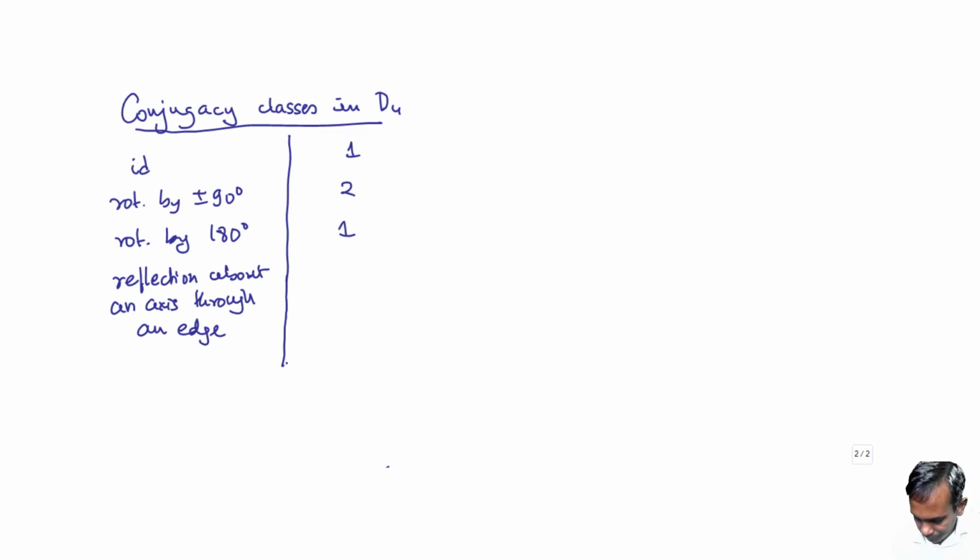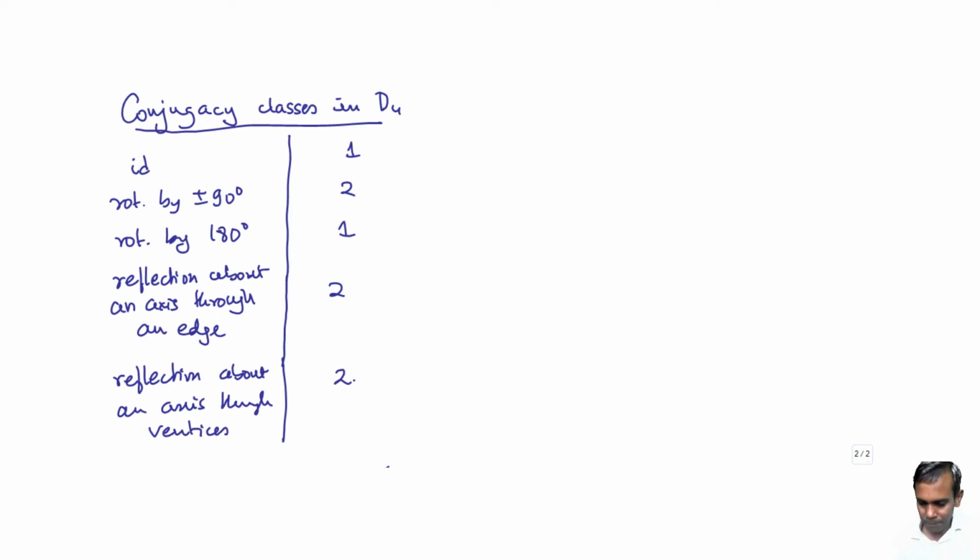So these are the green axes. There are 2 of these, and there's reflection about an axis through vertices, and there are 2 of these as well. Now this may not have been the fastest way to do this computation, but I like to do it like this because it was kind of conceptual. It actually tells you what the different types of elements in D4 are and why they are in different conjugacy classes.